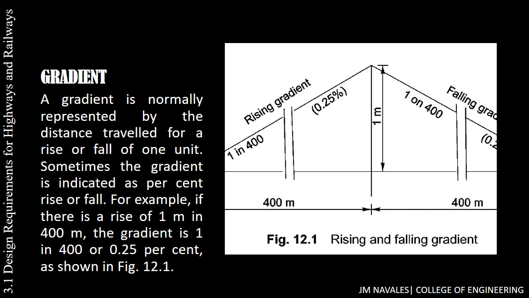Again, a gradient is normally represented by the distance traveled for a rise or fall of one unit. Sometimes the gradient is indicated as percent rise or fall. For example, if there is a rise of 1 meter in 400 meters, the gradient is 1 in 400 or 0.25% as shown in figure 12.1. So it is clearly stated based on the figure that there is a falling gradient of 0.25%.